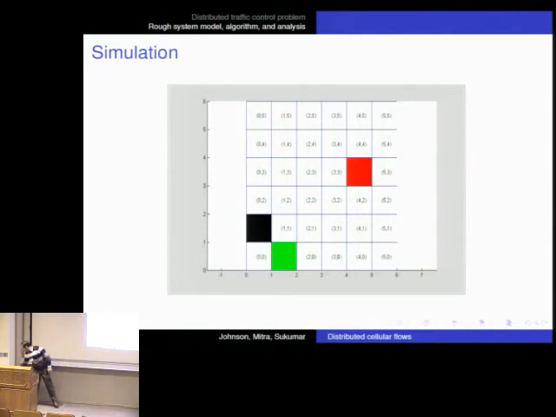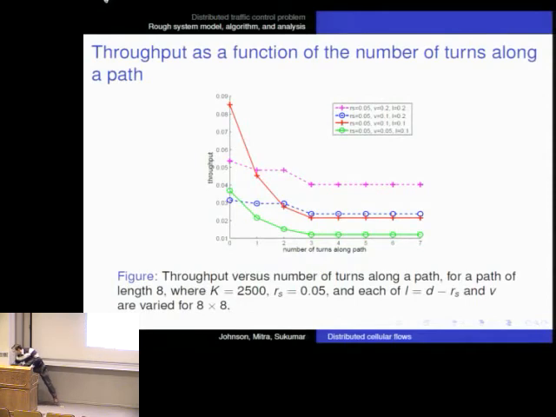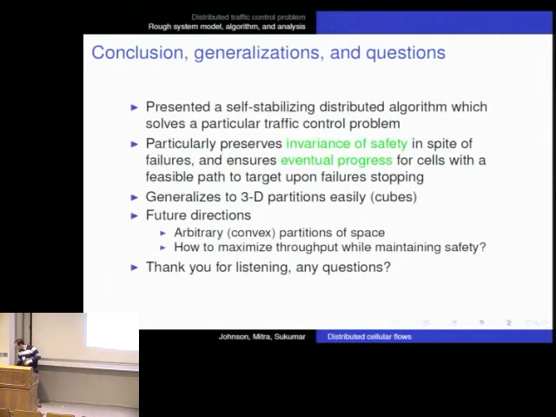And almost out of time. So we've also done a little bit of a throughput analysis. In the simulation that was just shown, there's an issue with throughput as a function of turns due to the way that we've defined the safe signaling. And this just indicates that as the number of turns along a path increases, the throughput decreases. That's super interesting. So the conclusions and generalizations, and hopefully a few questions you'll have.